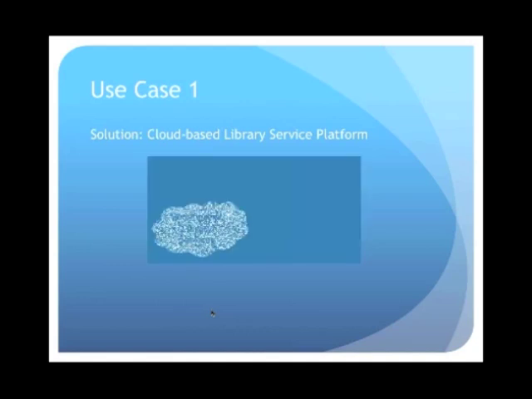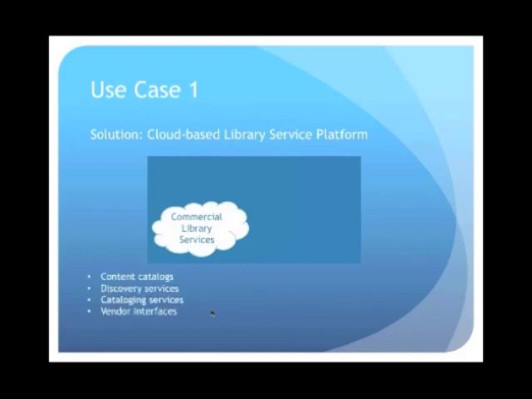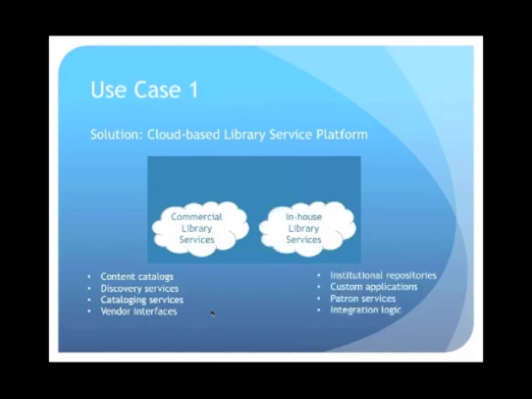It's a combination of public clouds with commercial library services like catalogs, discovery services, cataloging, vendor interfaces, and private clouds running in your own facilities, institutional repositories, applications, patron services, business logic like the mashups I showed you that put it all together.